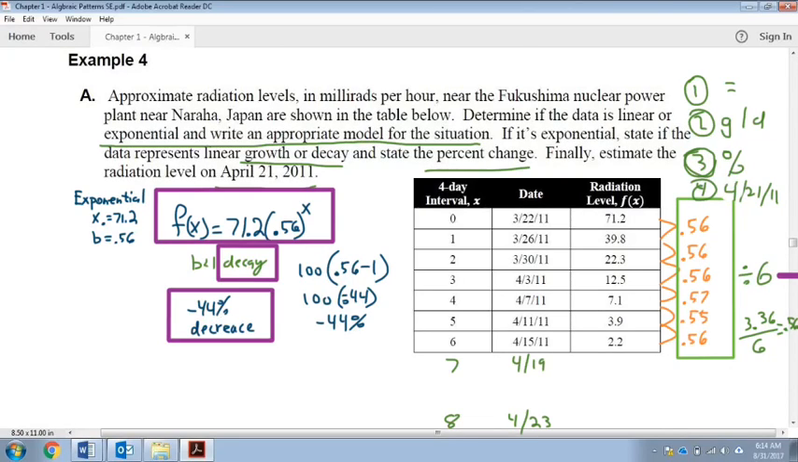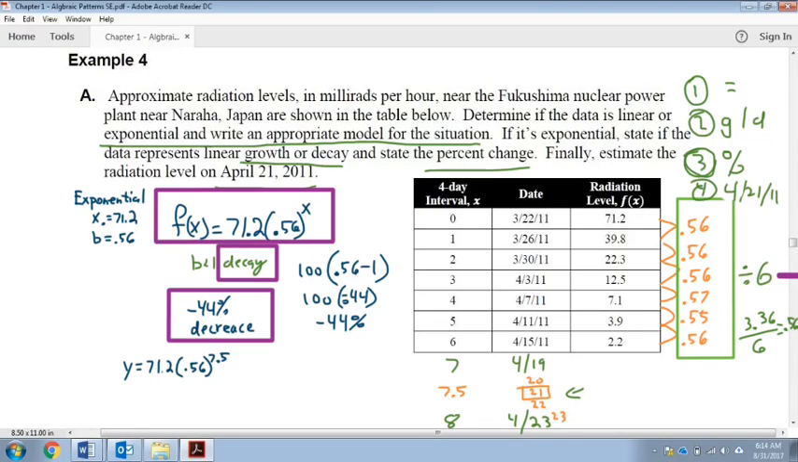They want 21, which is right there. So this is 20, 21, 22, 23. That is halfway between, so that is an x value of 7.5, because 21 is halfway between x of 7 and x of 8. So here we go. Y equals 71.2 times 0.56 to the power of 7.5.